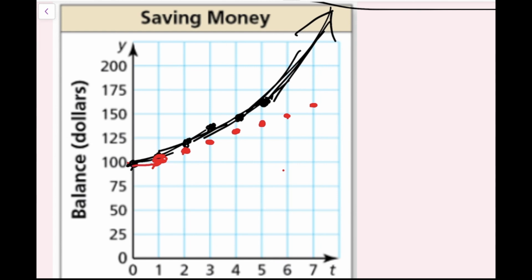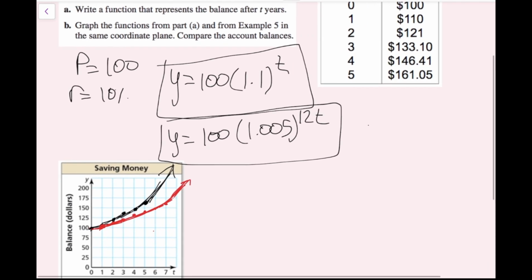So this is also an exponential curve, but you can see that even though I'm compounding every month as opposed to every year, that 10% annual rate is still going to grow at a faster rate than the 6% rate compounded monthly. Anyway, we have successfully graphed and compared our account balances for both of these equations, and now we're done with this one.